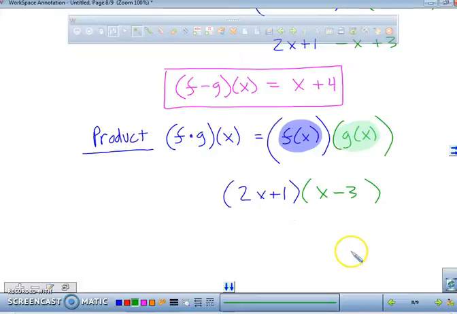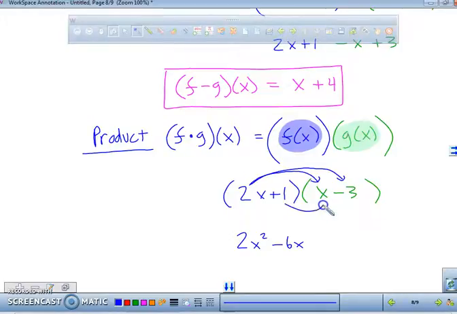Now, in order to multiply these together, we actually have to know how to do the FOIL method. That's right. Here we go. FOIL method. FOIL it out. 2x times x is 2x squared. That's right. 2x times a negative 3 is negative 6x. Negative 6x. 1 times x is x. And 1 times negative 3 is negative 3. So we add them all together.